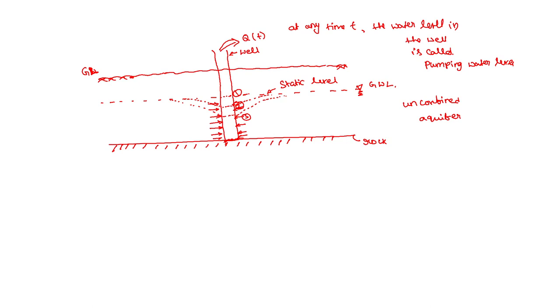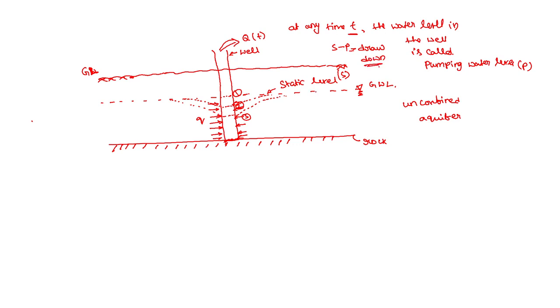The water level in the well will go down, but the aquifer will supply water to the well at some rate, maybe some rate of q. Okay, at some rate of q. So at any time t, the difference between the static level, let's say this is s, and this is p, so s minus p indicates the drawdown in the well.